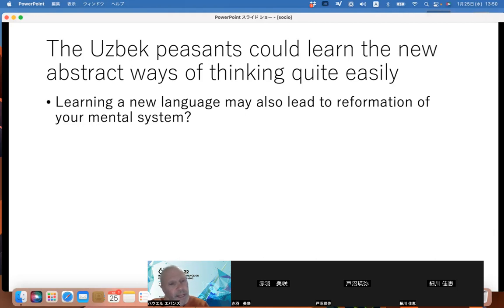It seems they're also related to second language acquisition. Learning a new language may also lead to a kind of reformation of your mental system. In other words, by learning a second language, this may change the way you think in some way. What do you think? Do you think that's true? I mean, your experience, like learning English, for example, would you say that learning English as a second language has helped you to change the way you think in any serious way?